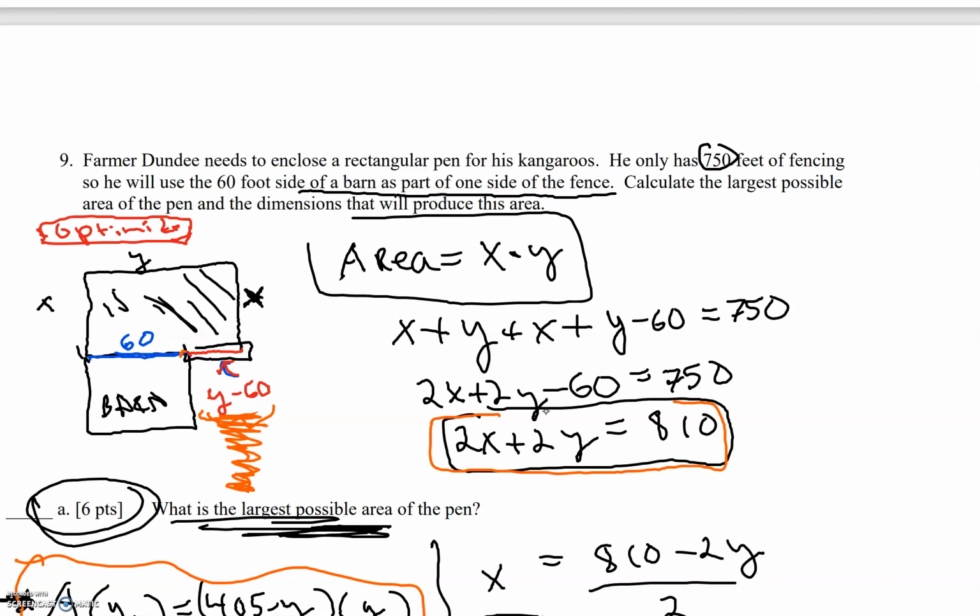A lot of times when you see a problem like this, you would have the full side, and I almost made a mistake there. And a lot of people would make this mistake. It's just making that full side 60, and then you'd have that x and y, and then your equation would be different, right? Your equation would be 2x plus y equals 750, rather than the one that we have. Right.